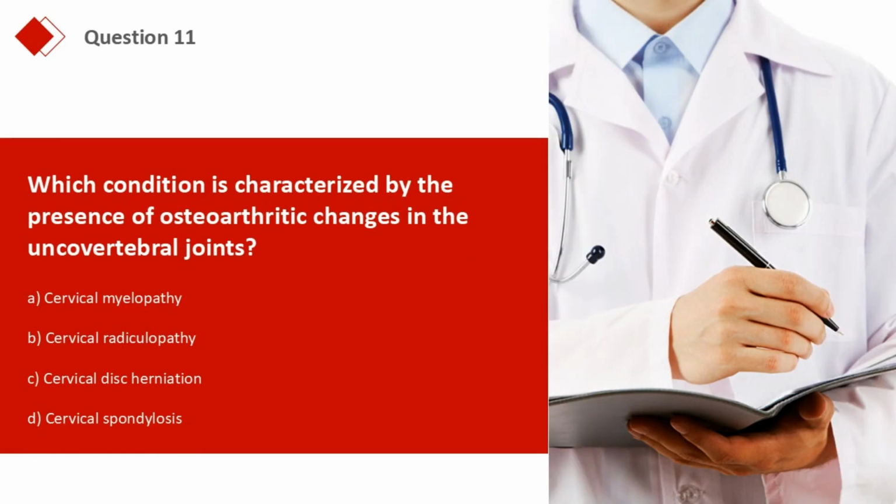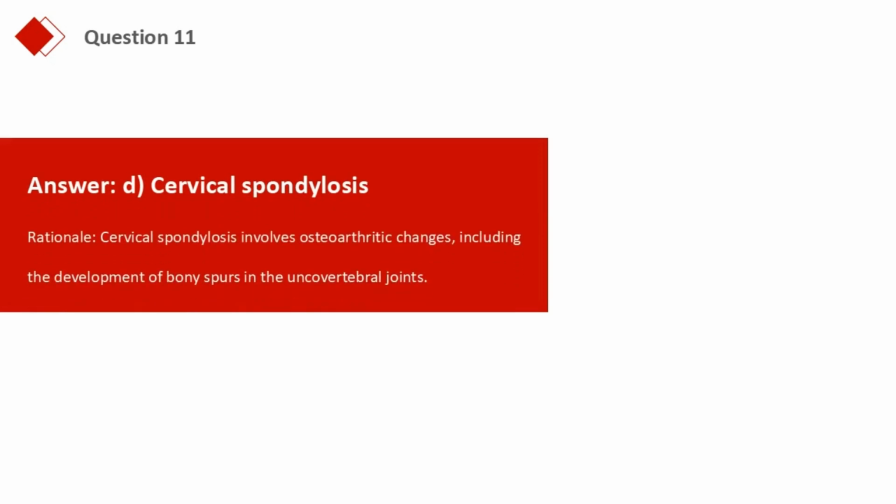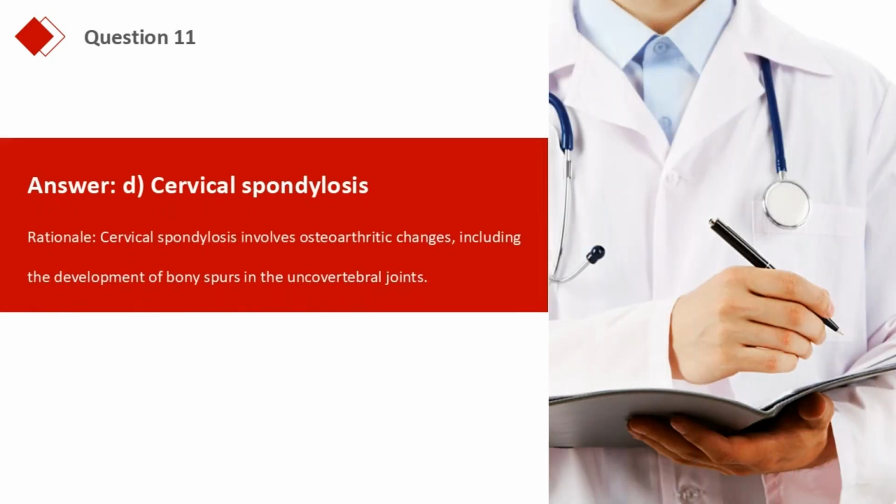Question 11. Which condition is characterized by the presence of osteoarthritic changes in the uncovertebral joints? A. Cervical myelopathy. B. Cervical radiculopathy. C. Cervical disc herniation. D. Cervical spondylosis. Answer: D. Cervical spondylosis.